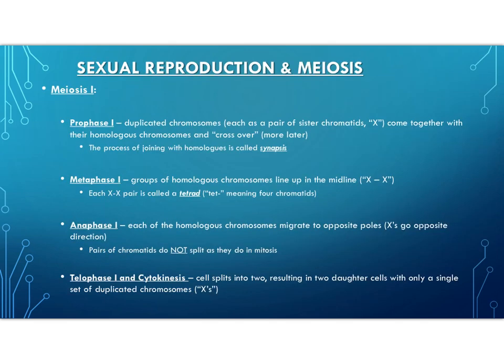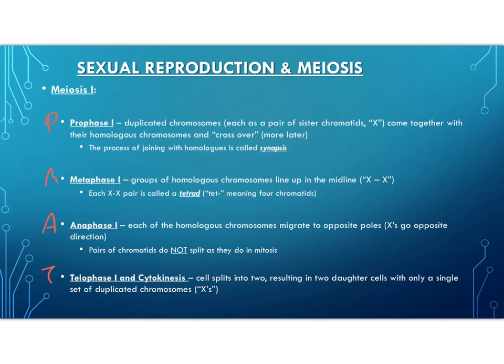Now, meiosis involves both meiosis I and meiosis II, two division stages. And for the most part, they are just like mitosis. You've got the same stages within: prophase, metaphase, anaphase, and telophase. But there's just a little bit of difference in how we do this.